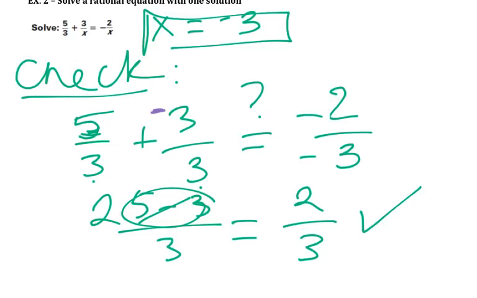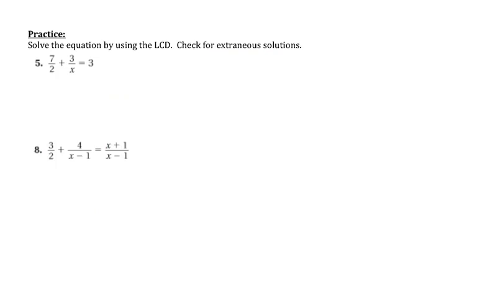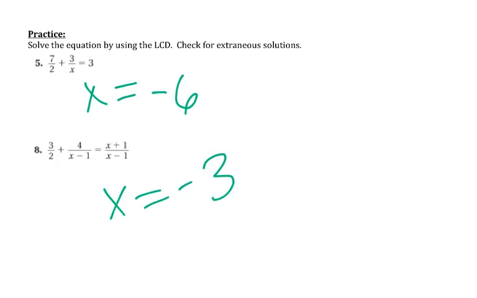That's it for the examples. Next up, there are 2 practice problems. You don't have to do them, but I highly recommend doing them. If you do them, the answer to number 5 is x equals negative 6. The answer to number 8 is x equals negative 3.